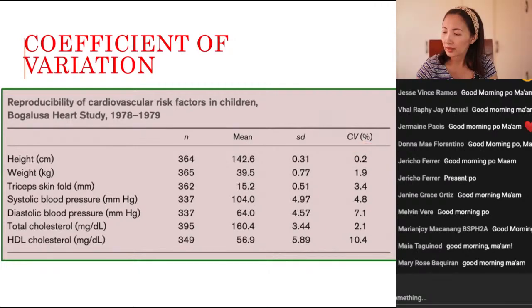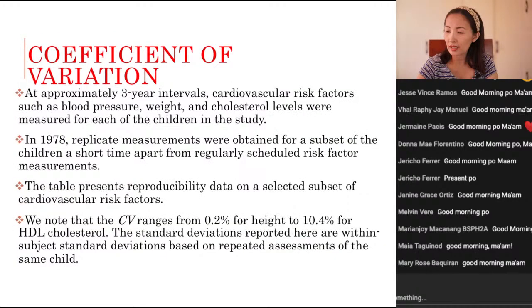So, interpretation. In 1978, replicate measurements were obtained. The table presents CVs ranging from 0.2% for height to 10.4% for HDL cholesterol level. The standard deviations are within range, so we can compare even when the units are different. This is the meaning of this.